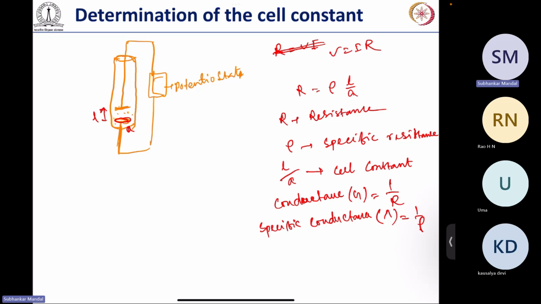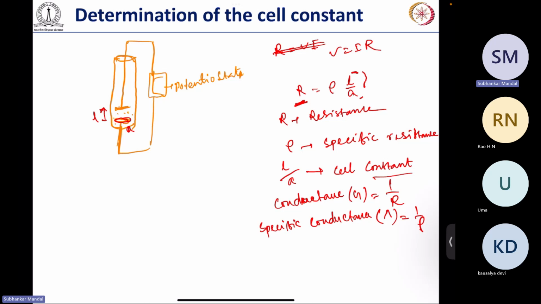Now if you want to know the conductance value or specific conductance of your electrolyte, you need the R value, and from it you get G. To get R, you do the experiment and read the R value from the instrument. But you also have to know L by A, that is the cell constant. So what is the procedure to calculate the cell constant?